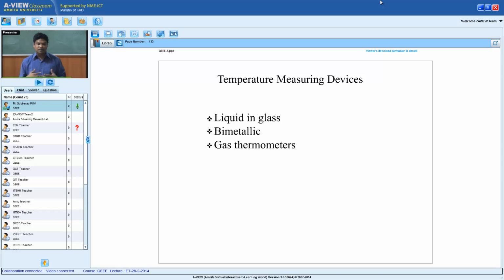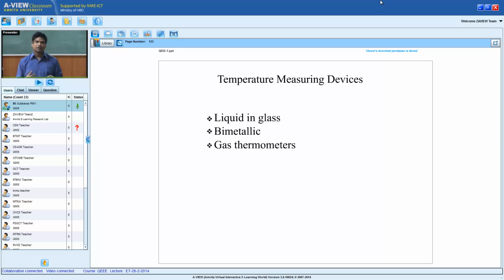Liquid is more sensitive than the bimetallic, but everywhere I cannot use gas, and everywhere I cannot use liquid. So sometimes I have to depend upon solid materials also. All 3 phases of materials will be used as thermometric substances. Of course, all solids may not be used. There are some solids which have the highest sensitivity to temperature. They are used. Those are the metals.